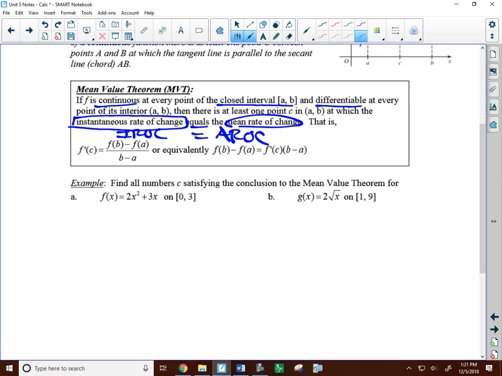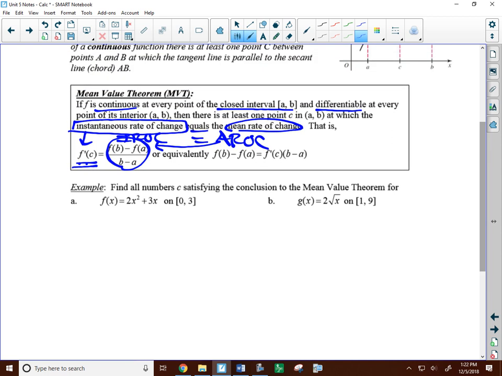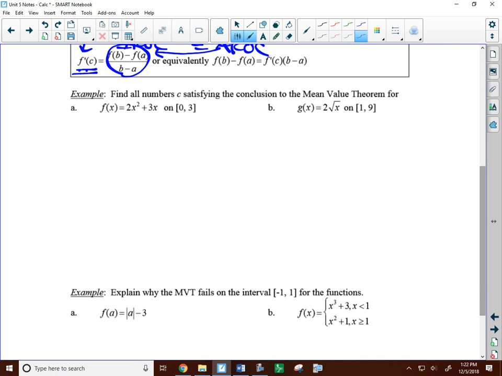Now, in math terminology, the derivative is the IROC, f prime. Do you remember the average rate of change, f of b minus f of a over b minus a? That was unit 3. Oh yes, so long ago. So it's the math way of saying AROC equals IROC. Now we'll see some examples of it, and we'll talk through some examples.